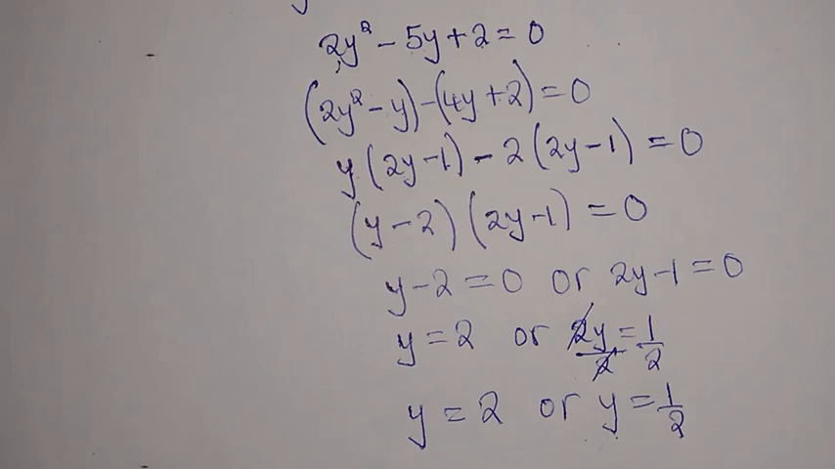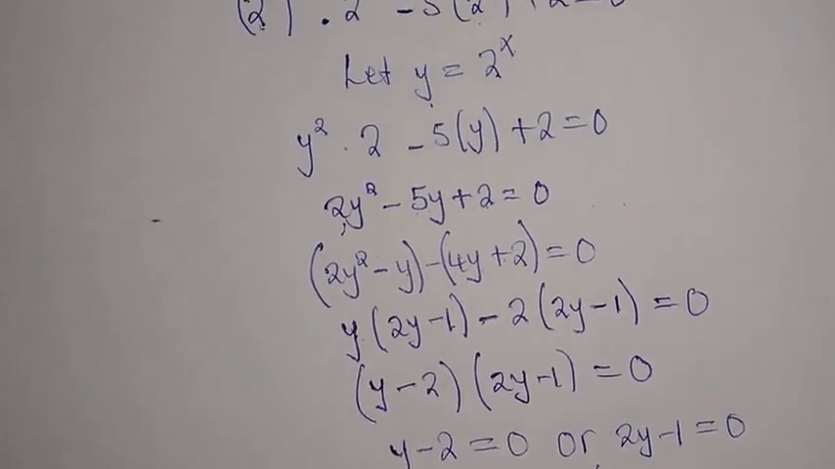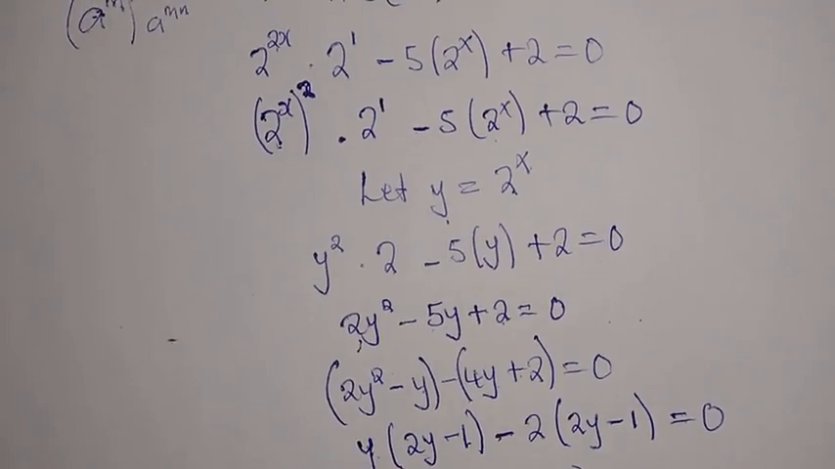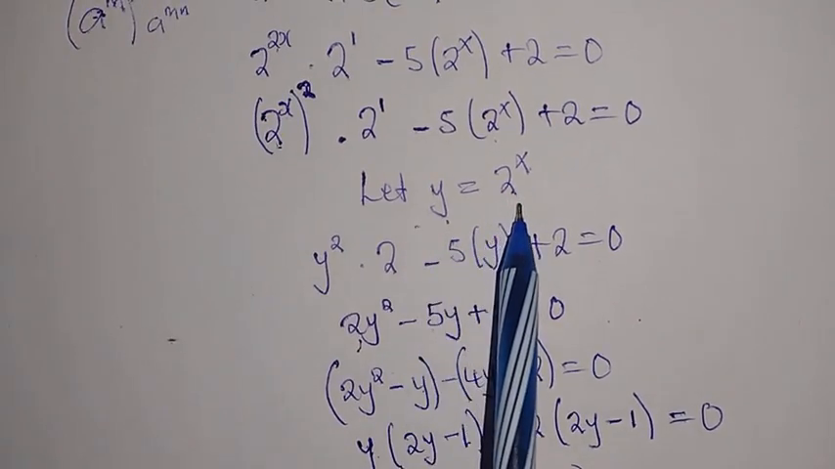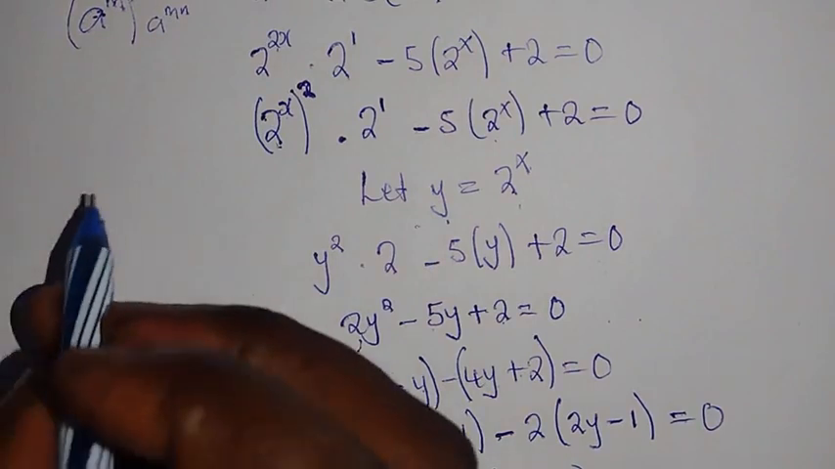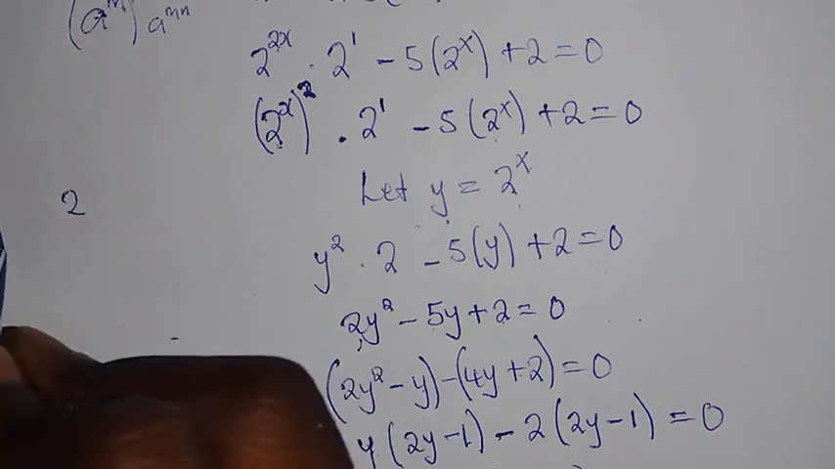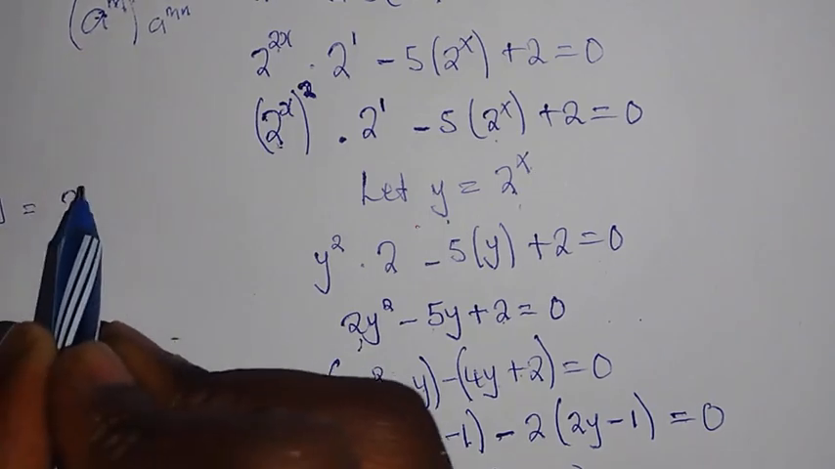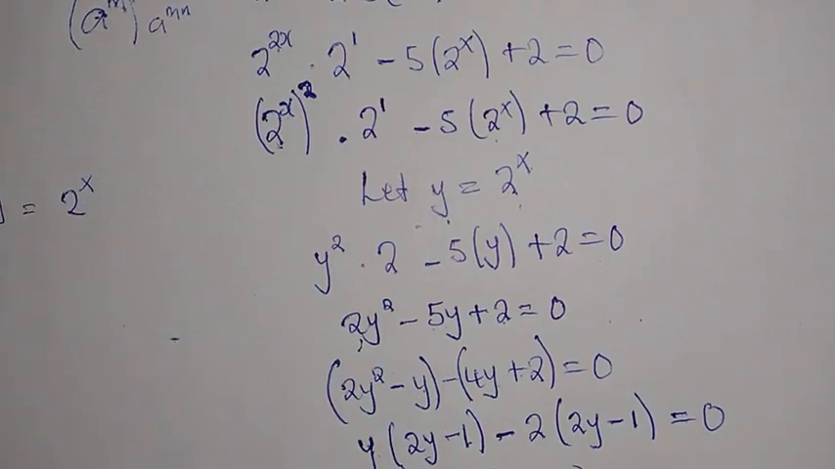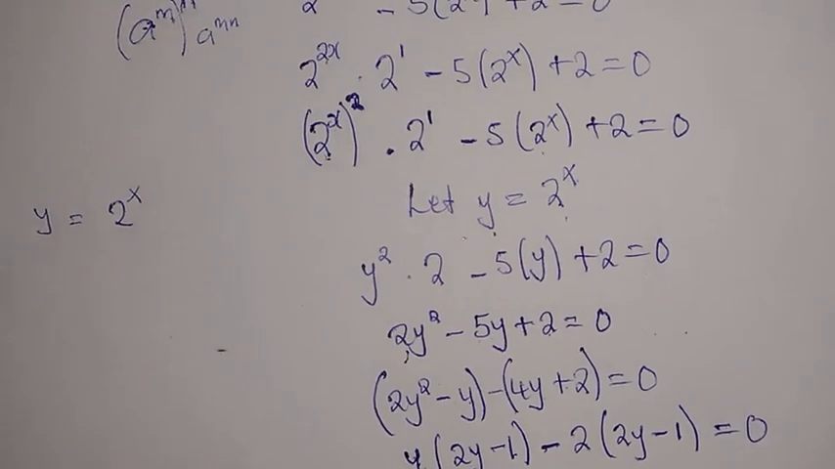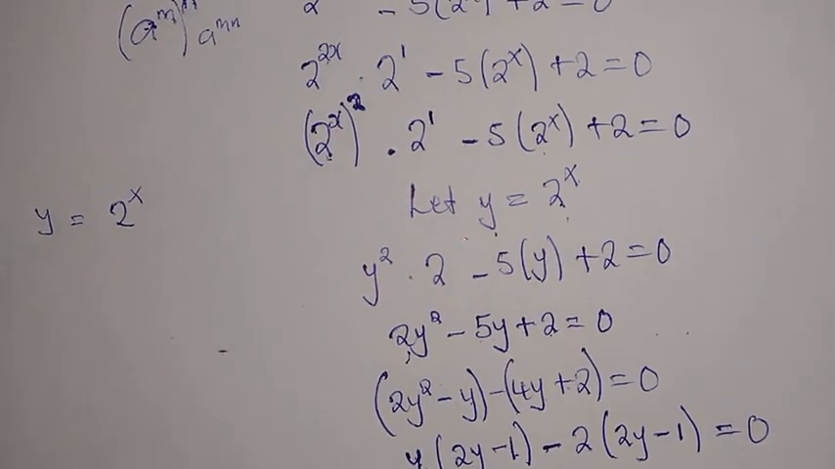Remember, these are not the values of x, these are the values of what? Of y. So we need to come back to the stage where we said let y be equal to 2 power x. So we are going to answer this one now. We said we have y is equal to 2 power x. This is what we said. So what are we going to do? Remember, we have two values of y.